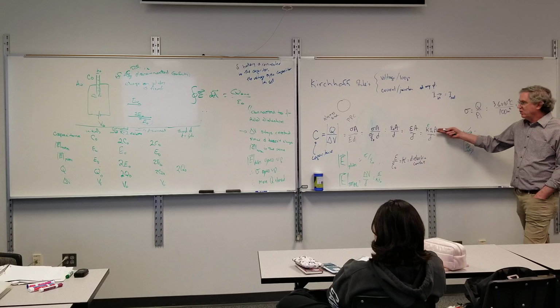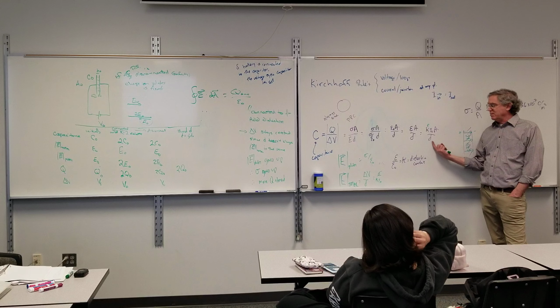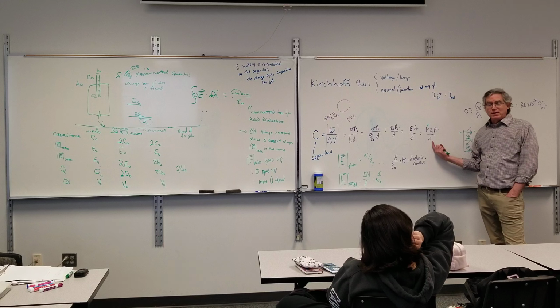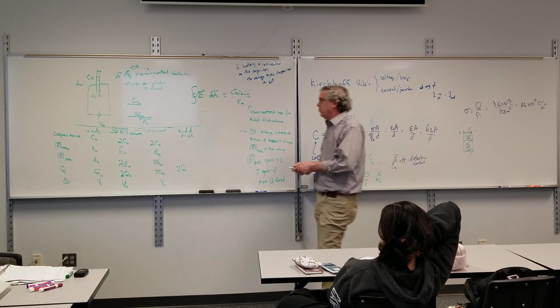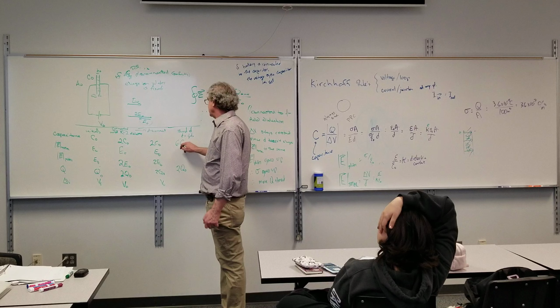Looking at this right here, kappa stays the same, epsilon not the same, area of plates is the same. D has been cut to a third, so the capacitance is triple what it was before. So this is now 6 C sub naught.